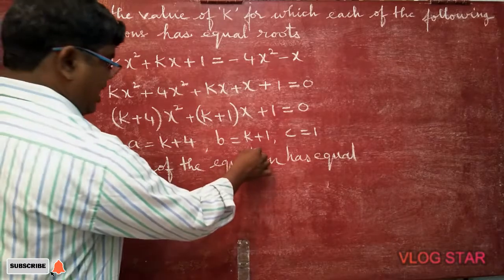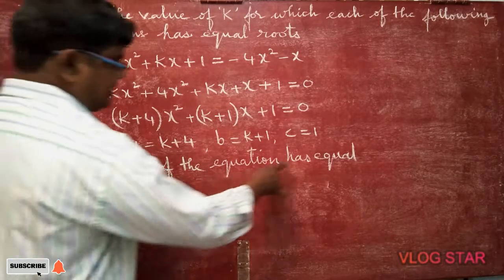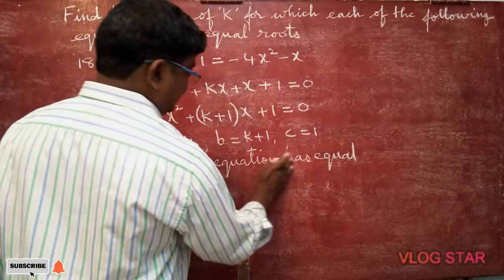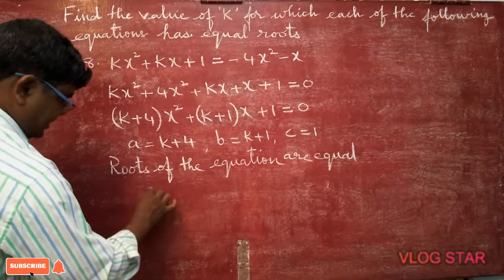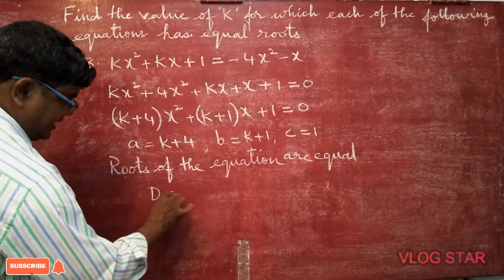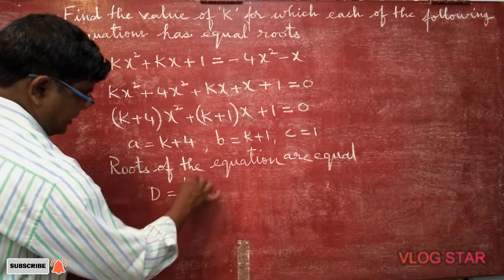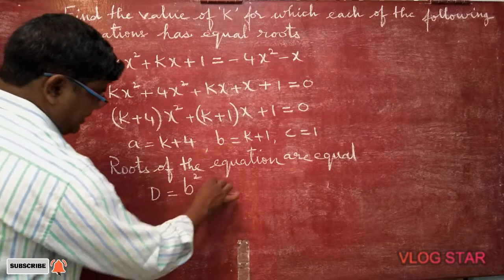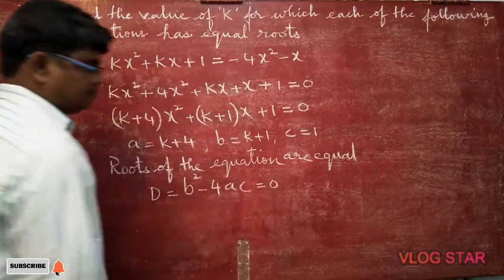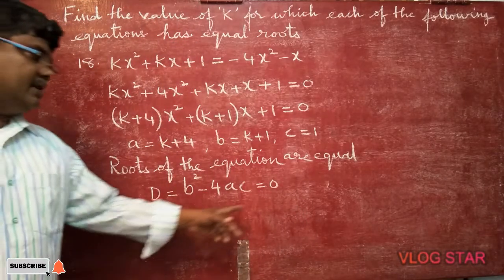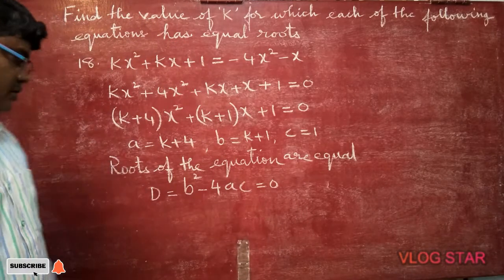The roots of the equation are equal. What is the meaning of that? What is the formula for discriminant? D indicates discriminant: b square minus 4ac. Equal roots means the discriminant is equal to 0.